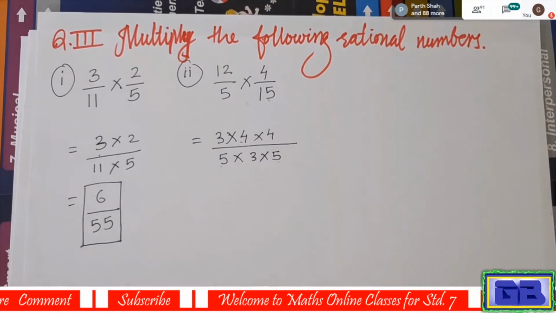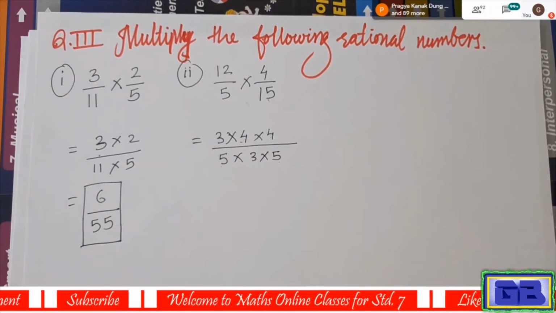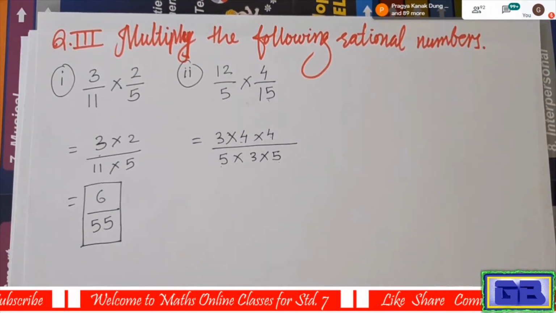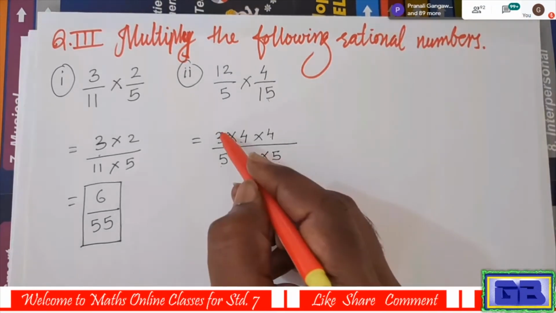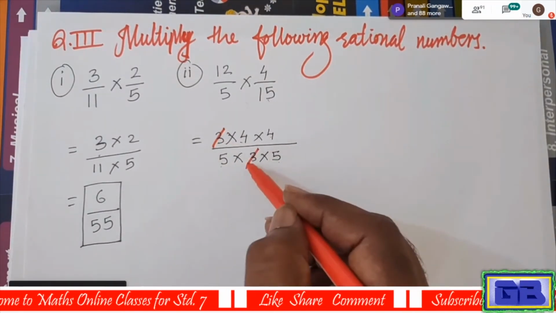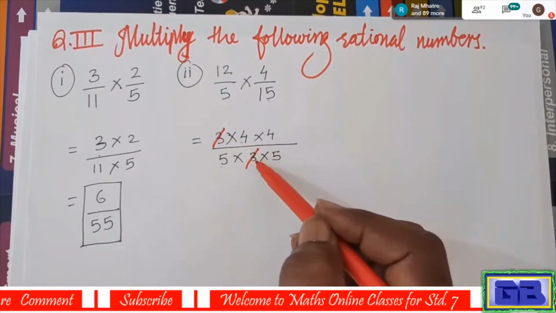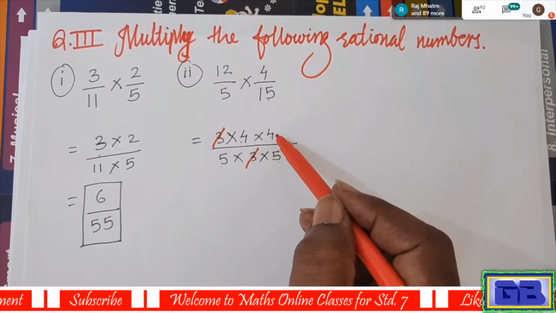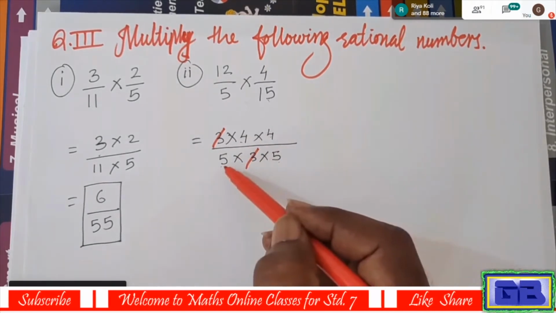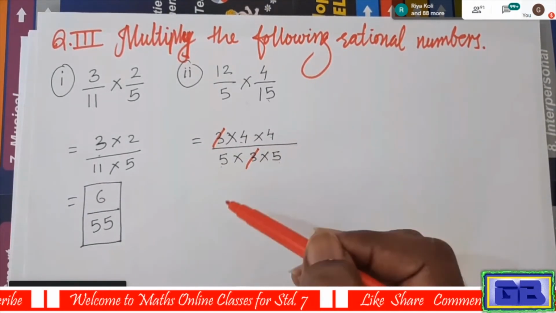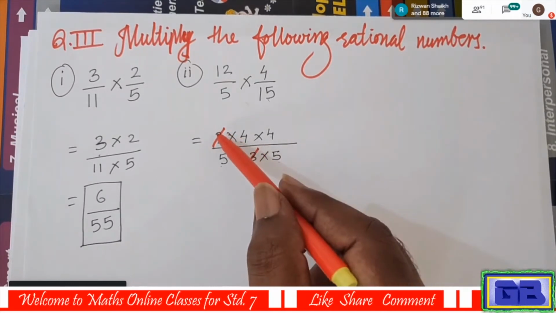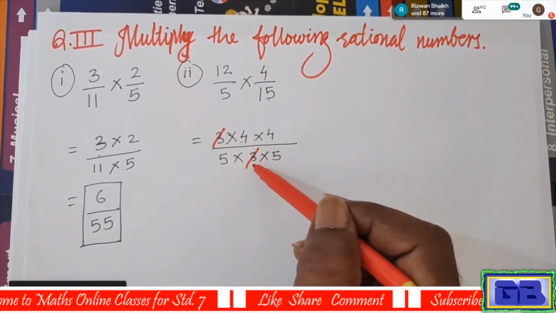If you see equal numbers up and down, you have to do division. It means you have to cut this 3 and this 3. Only when the same number appears up and down do you cut. Otherwise you will think here also 4 is there, here also 4 is there, so I will cut it, or here 5 is there and here 5 is there, I will cut it. No. Only balance the upper number and lower number.